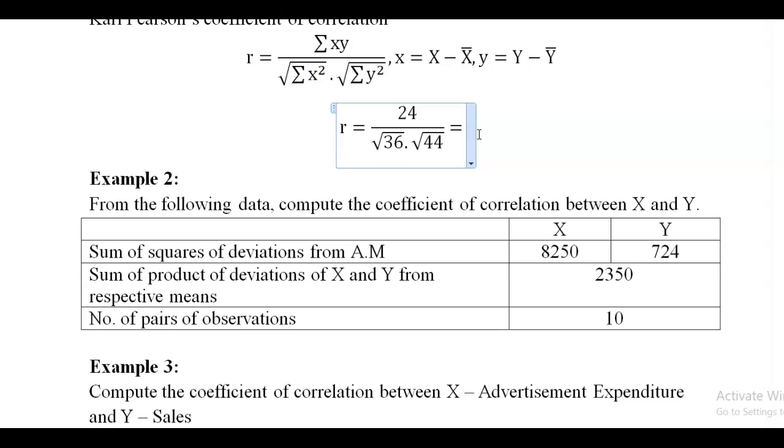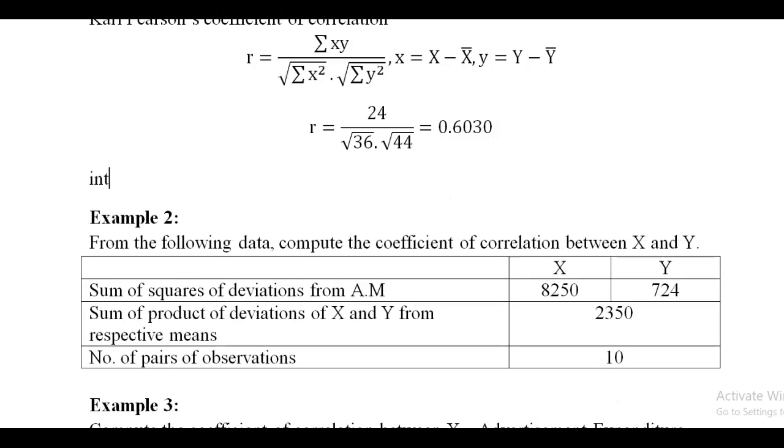Upon simplification, we will get the value for this as 0.6030. Therefore, the correlation coefficient is 0.6030. It is greater than 0.5. Therefore, we can say that there exists high positive correlation between the aptitude test score and productivity indices.